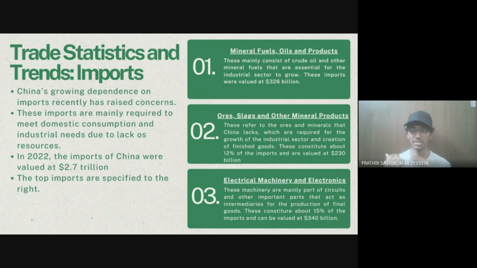Next are ores, slags, and other mineral products. These refer to ores and minerals that China lacks, which are required for the growth of the industrial sector and also the creation of finished goods. These constitute about 12% of the imports and are valued at $230 billion. Next is electrical machinery and electronics. These refer to integrated circuits and other important parts that act as intermediaries for the production of the final goods. These constitute about 15% and are valued at $340 billion.